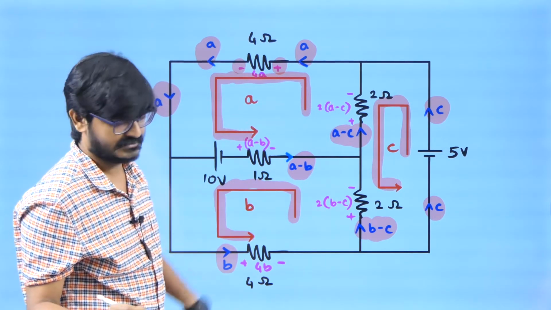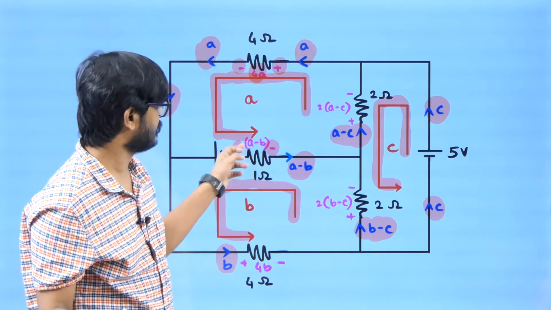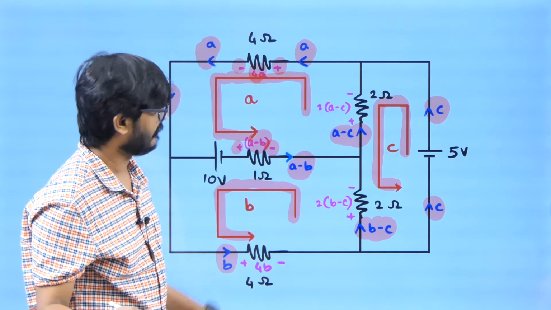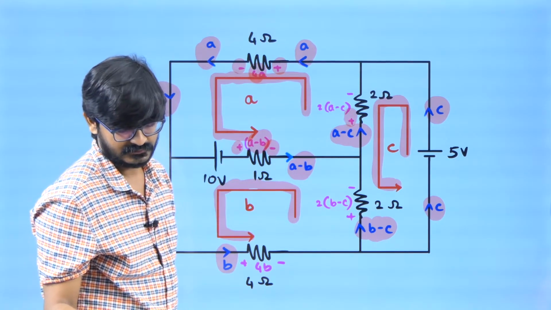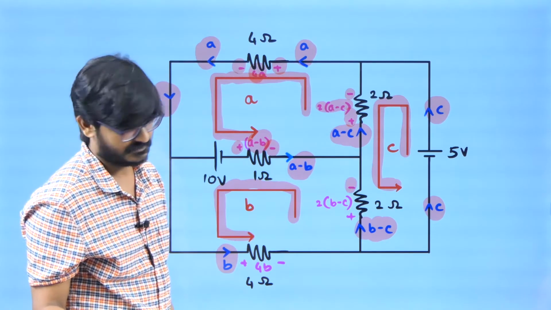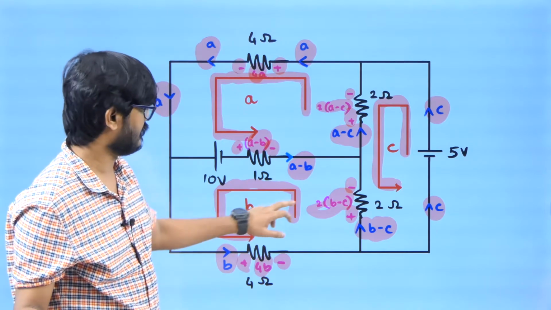And potential difference is I into R. So current will be flowing from higher potential to lower potential, and the potential difference is I into R. Similarly, potential difference is I into R for each of the other resistors.